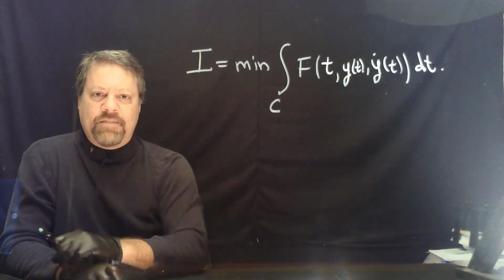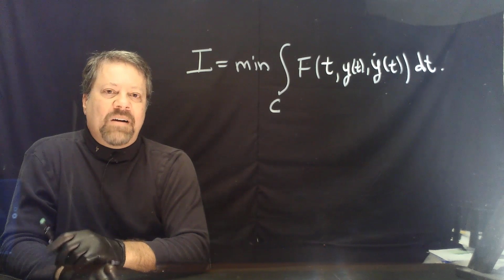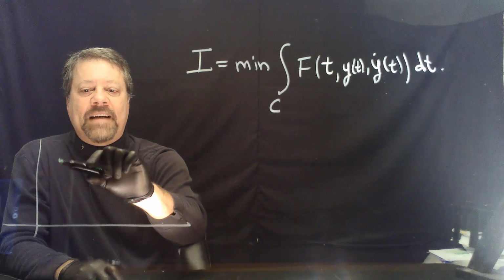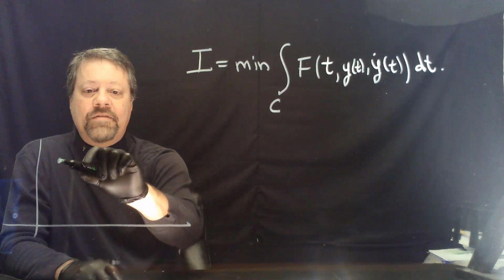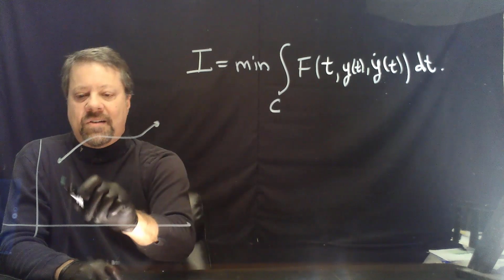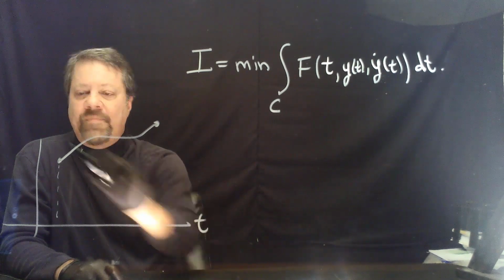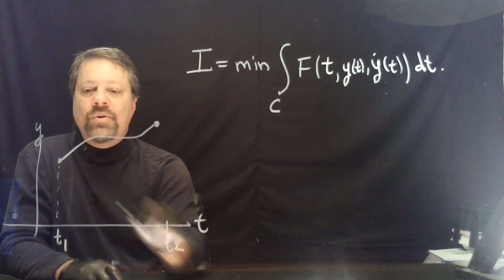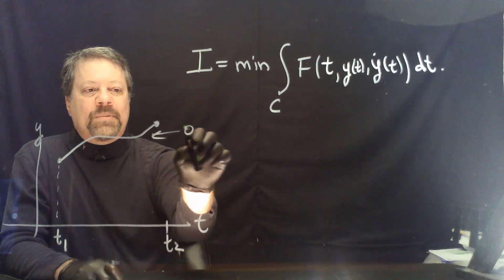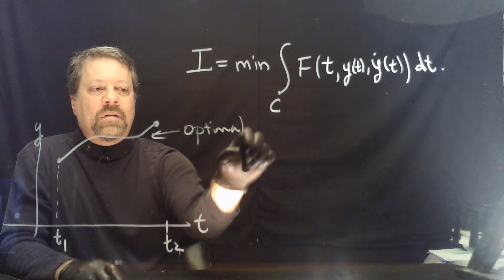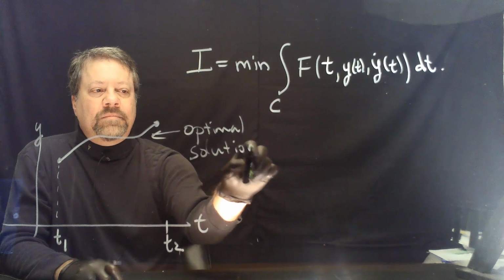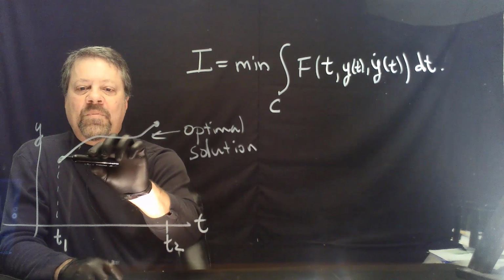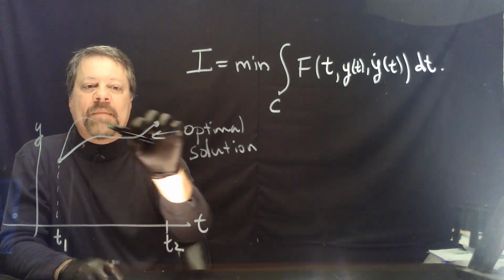And so these kinds of problems are special. They require a lot of detailed analysis to solve. Suppose we have an optimal solution. This curve will give the best solution. This is t, and this is y. So this is going to be t1, and this is t2. This is the optimal solution, the optimal path. What we'll do is deviate from this path by some amount.